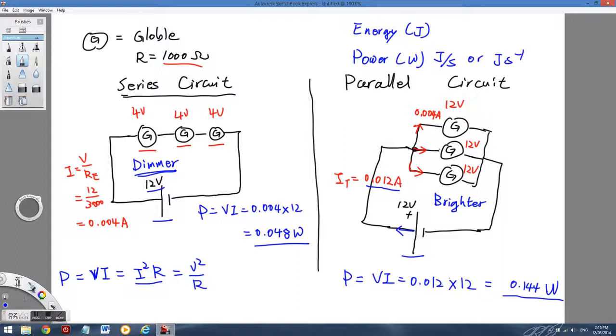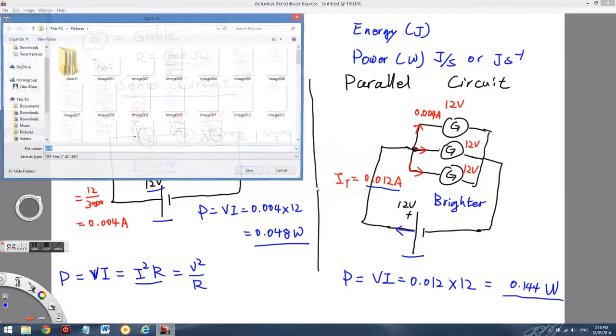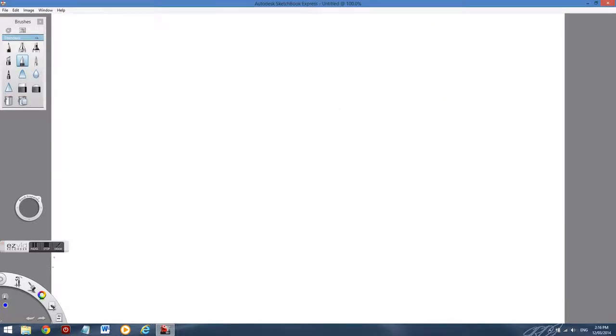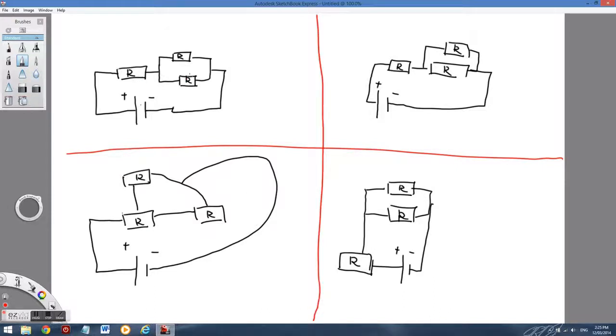Now let me show you a couple of different ways of drawing parallel circuits. The idea is you need to be able to find them out. Here are four circuits. If you look at them, they all have three resistors. They all have the same resistors in the circuit.